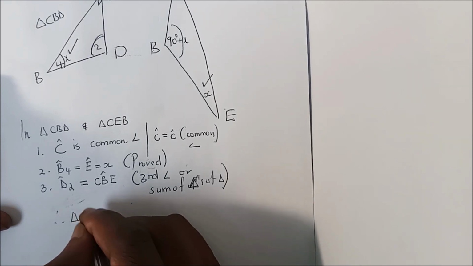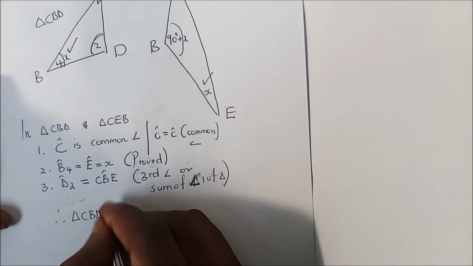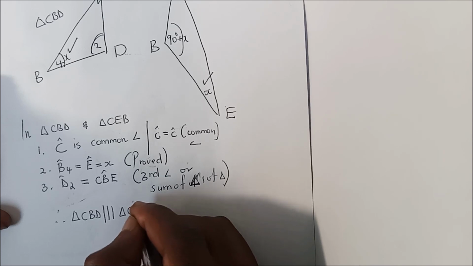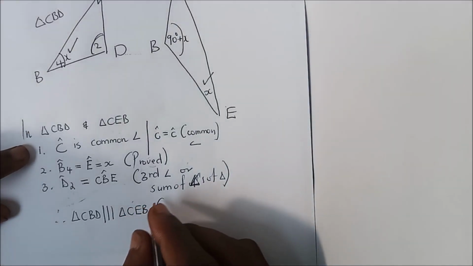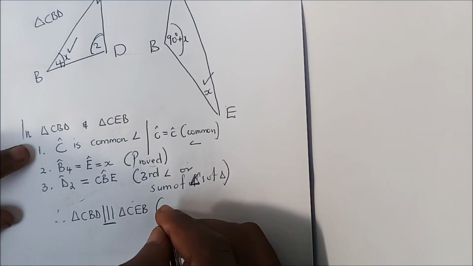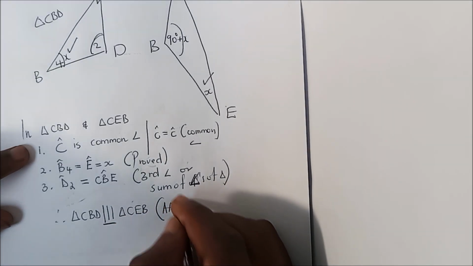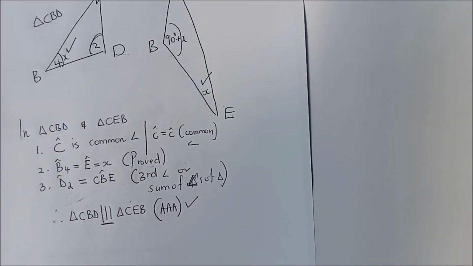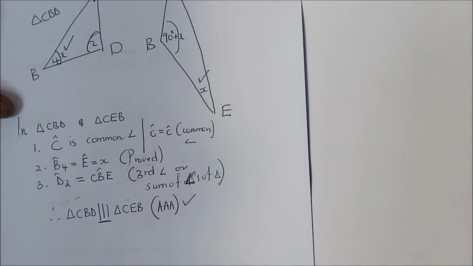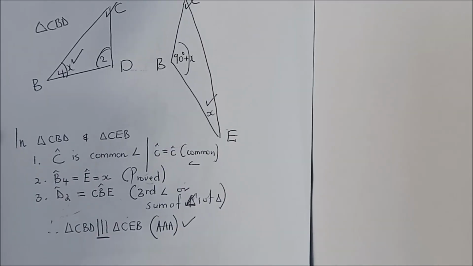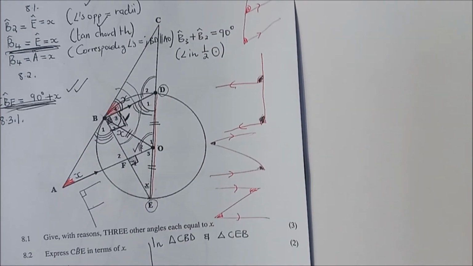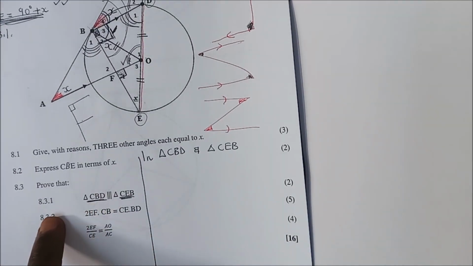Therefore, triangle CBD is similar to triangle CEB. Why are you saying that? Look at the first condition. For similarity, it will always be angle, angle, angle. So now you have proved that triangle CBD is similar to triangle CEB. Now you go and get your marks. What was the mark? The mark was 2. It was 2. That's stingy.